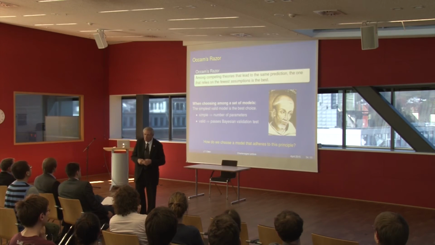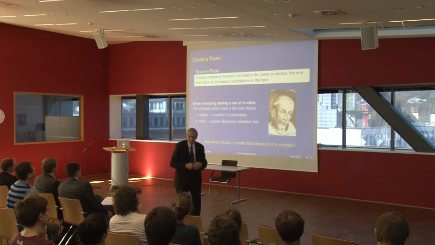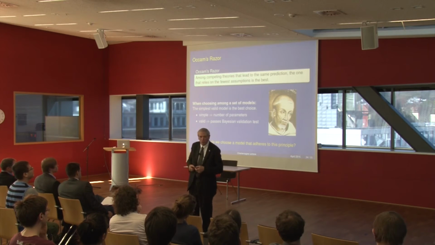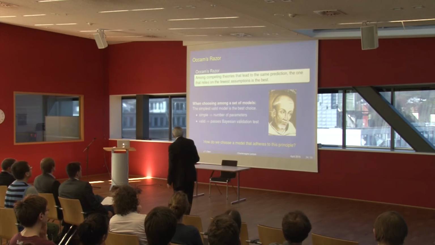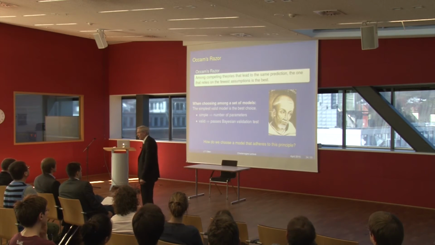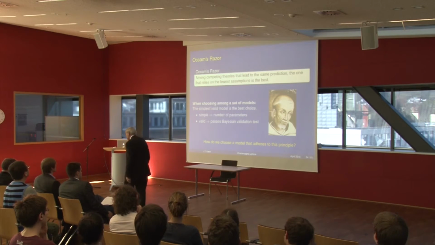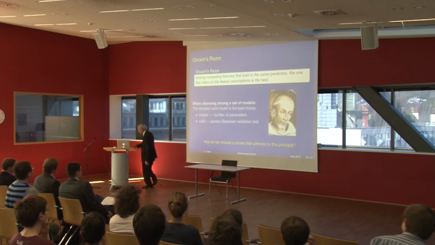The problem is, this is not a scientific principle, because no one knows what simple means. So you have to manufacture your own definition of simple. And to us, simple is a number of parameters. Although I get very complicated models with only 1 or 2 parameters, I'm going to take that as a definition. So how do we choose a model that adheres to this principle?